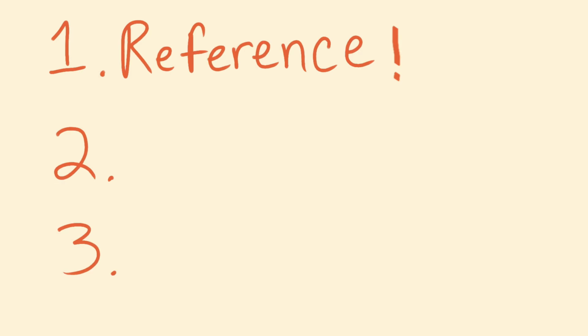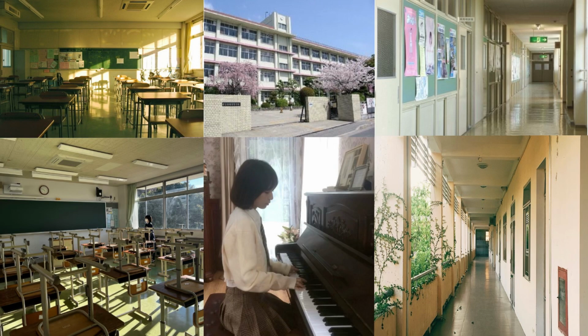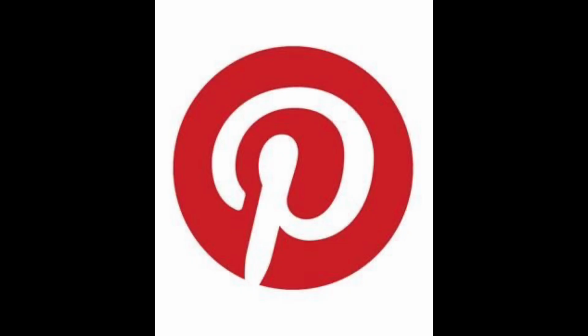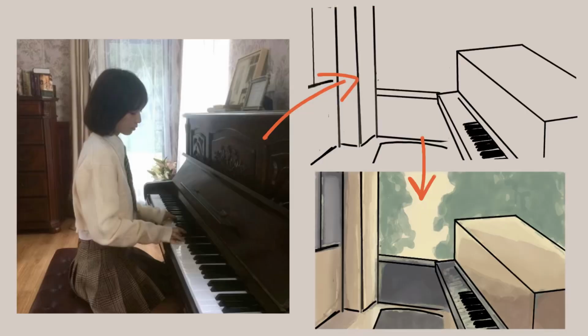Okay, so to get started, the first thing you want to do is to find a good reference. For me, I wanted a school-related theme, so these were some of the references that I had picked, and I usually use Pinterest to find good references. Keep in mind that you're going to simplify them as well. For example, if you look at the shape of the piano, not to mention there's curtains, there's a dresser behind her. Overall, there's a lot of details in this reference photo that I just did not use.